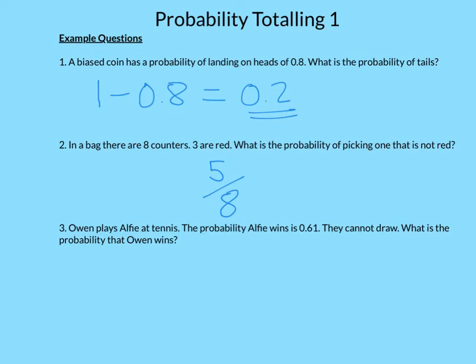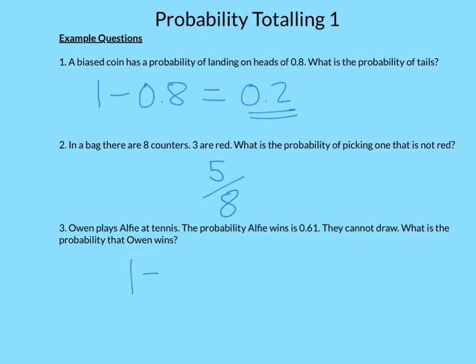Let's look at this third example. Owen plays Alfie at tennis. The probability Alfie wins is 0.61. They cannot draw. What is the probability that Owen wins? So either Alfie wins or Owen wins. They cannot draw. Probabilities always add up to 1.